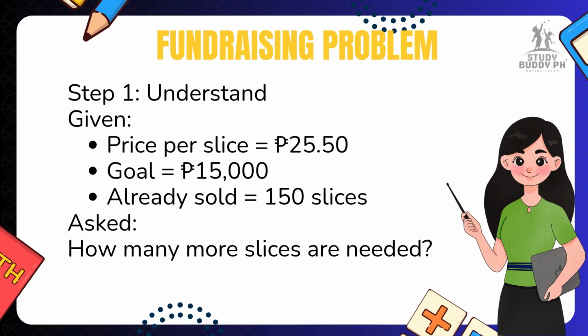Step 1. Understand. Given. Price per slice equals 25 pesos and 50 centavos. Goal equals 15,000 pesos. Already sold equals 150 slices. Asked. How many more slices are needed?